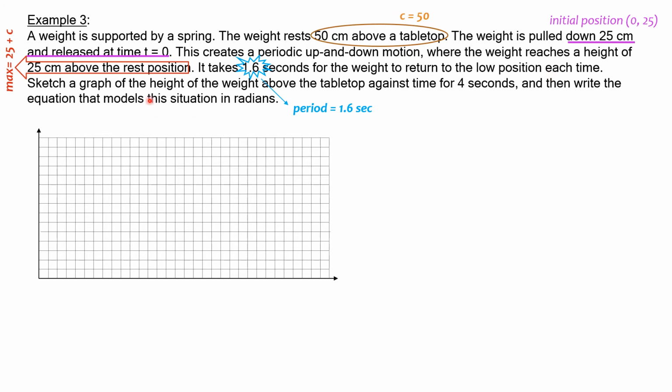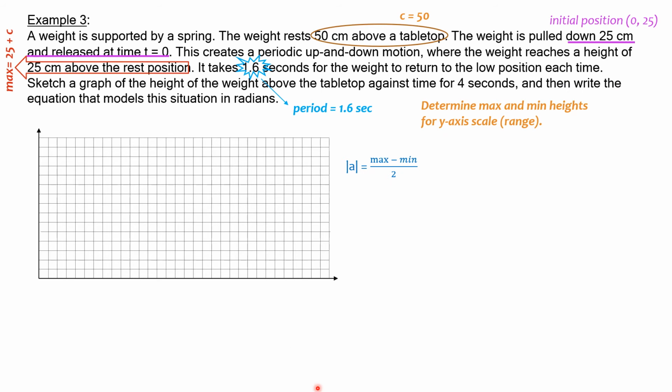And we have to sketch a graph of the height of the weight above the tabletop against time for 4 seconds. And then we're going to write an equation. So we've got a lot to do here. Let's come up with some information. The max and the min are really important always in any kind of trigonometry question here. So we need that for our range and for our y-axis scale. So first of all, let's get our max and min here.